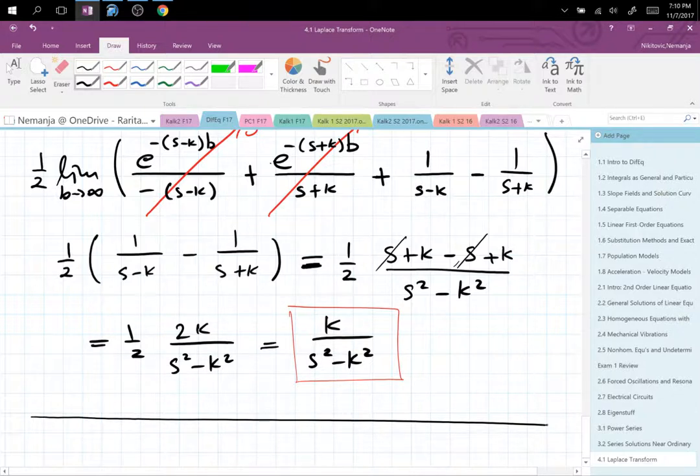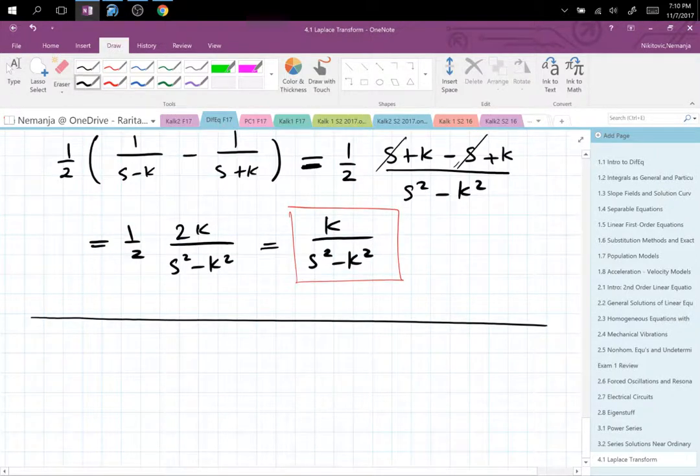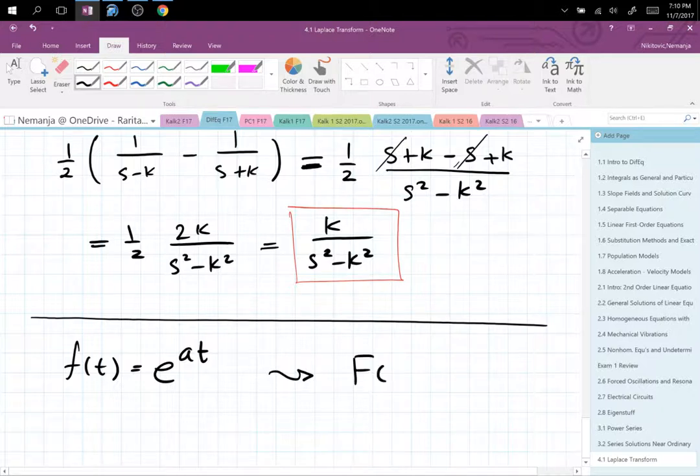All right. Since you haven't done any math homework, now I give you the easy one to practice on your own since we have 10 minutes left. So transform f of t equals e to the at into the frequency domain.